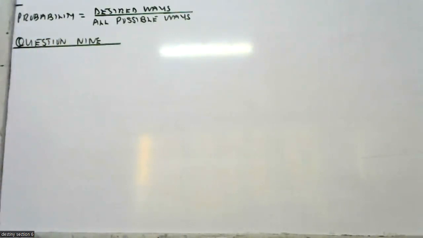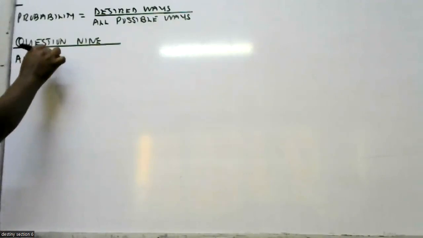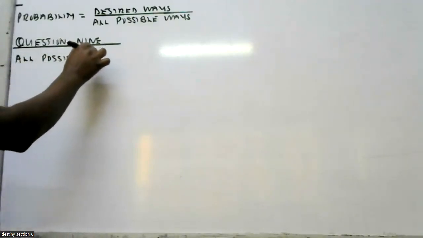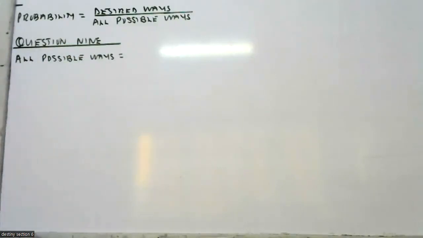A committee of 4 persons is to be appointed from 3 officers of the production department, 6 from purchase department, 2 officers of the sales department, and 1 chartered accountant. Find the probability of forming the committee in the following manner. There must be 1 from each category. So, the first thing is to know all possible ways.